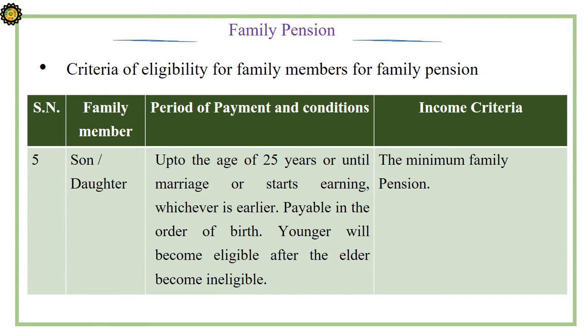Son or daughter. Period of payment and conditions. Up to the age of 25 years or until marriage or starts earning, whichever is earlier. Payable in the order of birth. Younger will become eligible after the elder becomes ineligible. Income criteria, the minimum family pension.